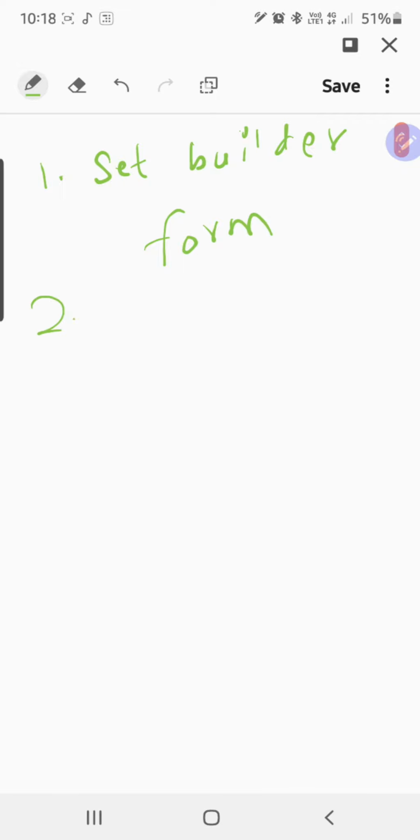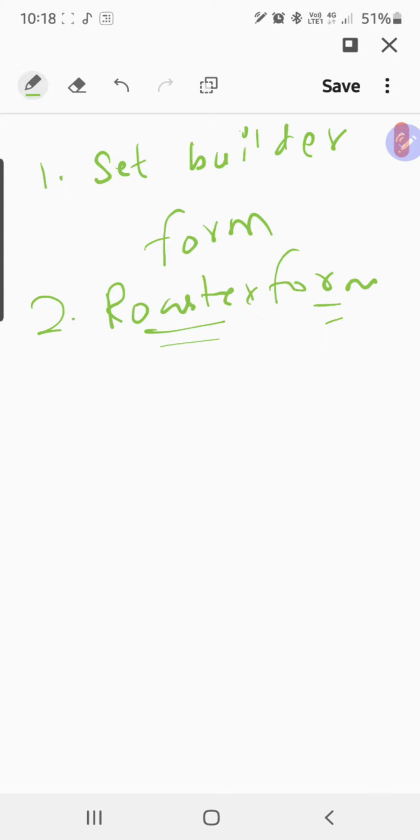In today's class we are going to see a very important concept, that is set builder form. Okay. The next topic is roster.